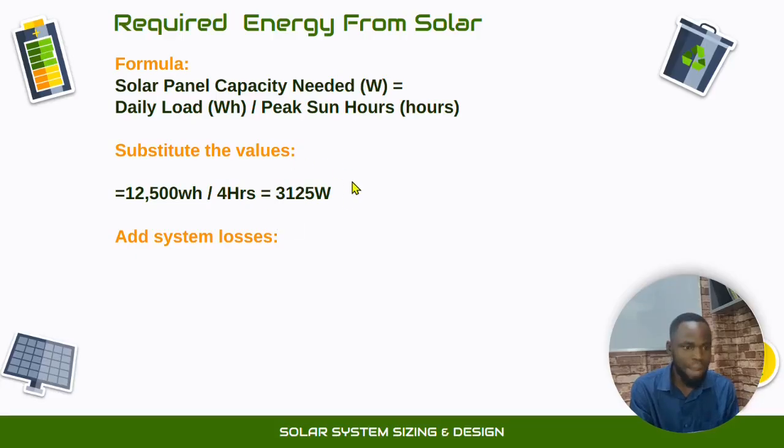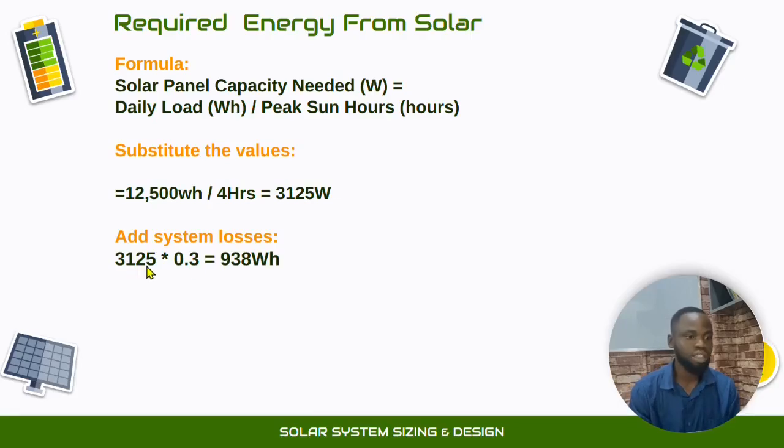So if we have a solar panel that is going to be able to produce this amount of energy every day within 4 hours, we'll be able to generate the energy we need to cover for the day. That is the ideology. So with this said, let's add our system loss. So our system loss is 0.3%.